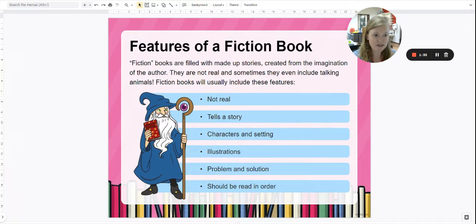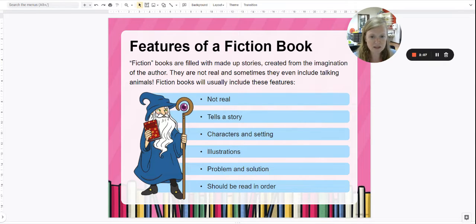Remember, these are books that contain stories created from the imagination of the author. They are not real. They tell a story. They have characters and settings, which we know all about. We covered that in one of our very first topics in Term 1. They have illustrations or pictures. They have a problem that must be addressed and then a solution to that problem at the end. And they need to be read in order. You have to read from beginning to middle to end. You can't pick up a fiction book and start at the back because that gives away the ending of the story to you.